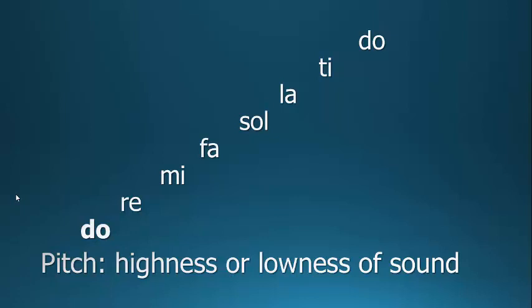Another really good example in your book is the scale. A scale is very important to musicians. And in this scale, we are using the solfege syllables do, re, mi, fa, sol, la, ti, and do. Notice that the pitches in this case are going up. So the pitch we would say is ascending. Again, the highness and the lowness. And so these pitches are rising, they're going up. Let's try that one together. Do, re, mi, fa, sol, la, ti, do.